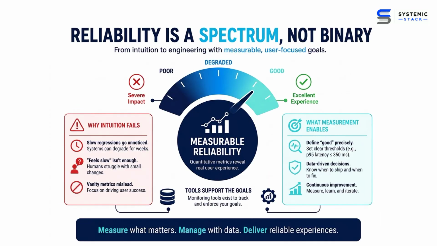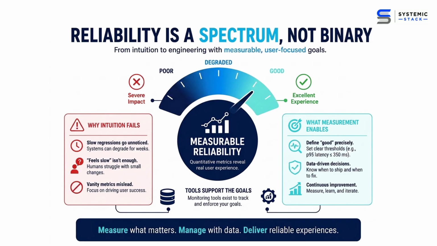One of the first things to realize is that reliability is not a binary state. Your system isn't just up or down in the way we often imagine. It's actually a measurable spectrum. Moving from intuition to engineering means we stop saying the site feels sluggish and start saying the 95th percentile latency is at 350 milliseconds. This distinction is vital because human intuition is notoriously bad at catching slow regressions. A system can be slowly dying for weeks before anyone notices if you aren't tracking quantitative goals.